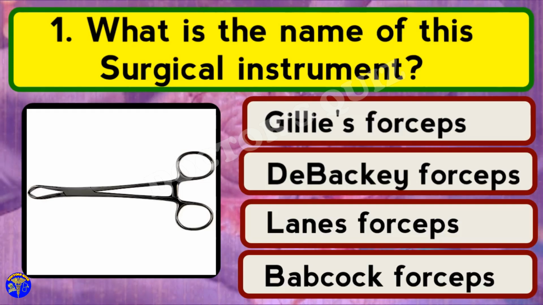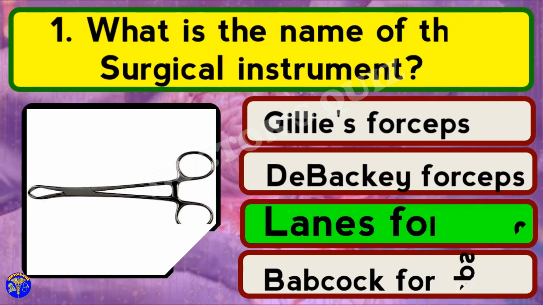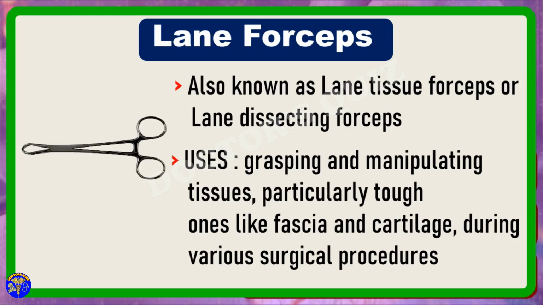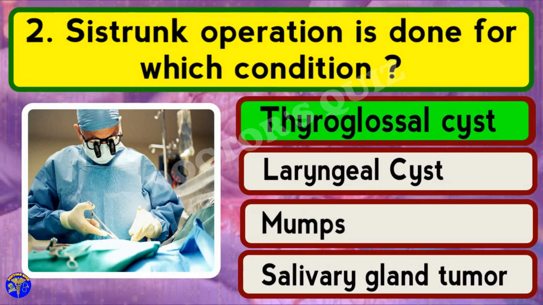What is the name of this surgical instrument? The answer is Lane's forceps. Cyst trunk operation is done for which condition? The answer is thyroglossal cyst.